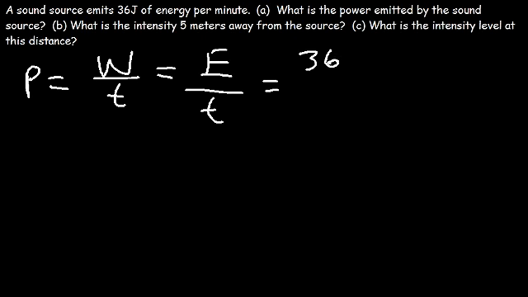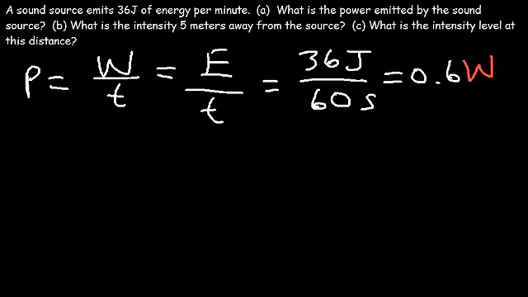So we have 36 joules of energy emitted per minute, or per 60 seconds. Therefore, the power transferred in units of watts is going to be 36 divided by 60, which is about 0.6 watts. So this means that every second, the sound source emits 0.6 joules of energy. This is the answer to part A.